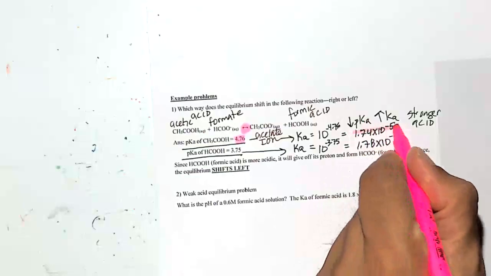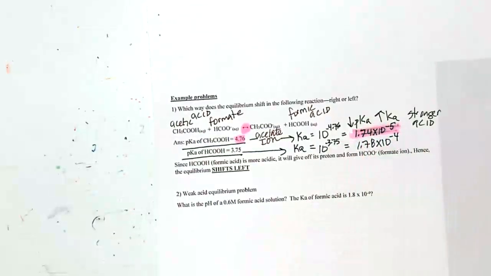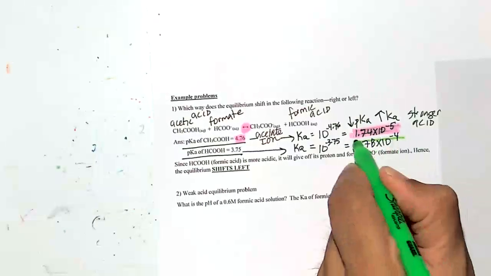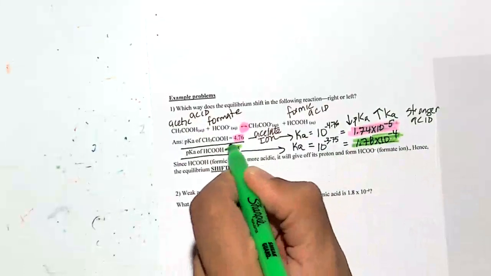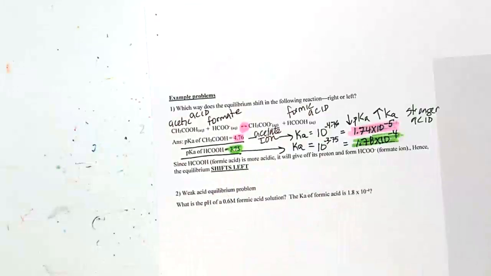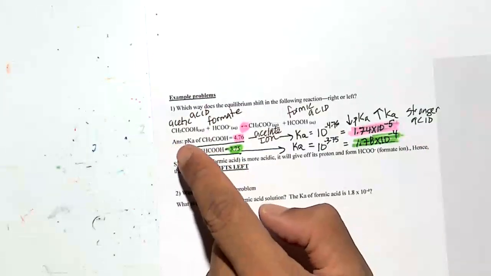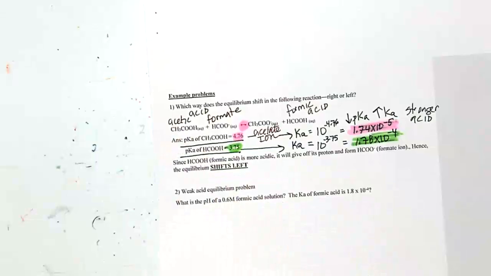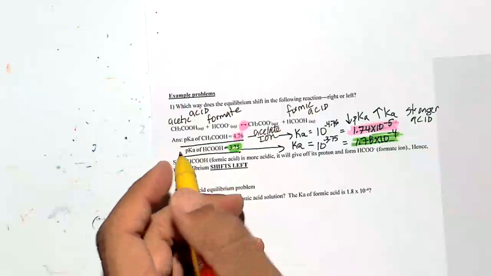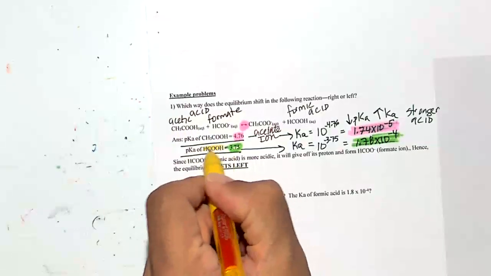So which would be the stronger acid now? Something that goes 1.74 times 10 to the minus 5 this way, or something that goes 1.78 times 10 to the minus 4 in the forward direction? Which is larger? This is larger by 10, ten times larger. So that implies which is the stronger acid, formic acid or acetic acid? Formic acid.